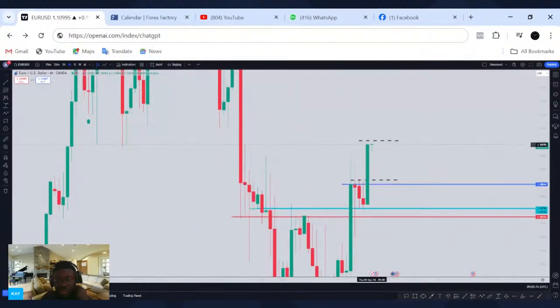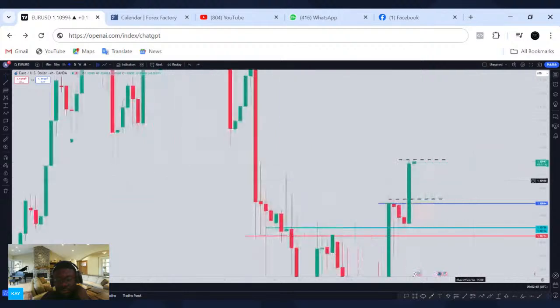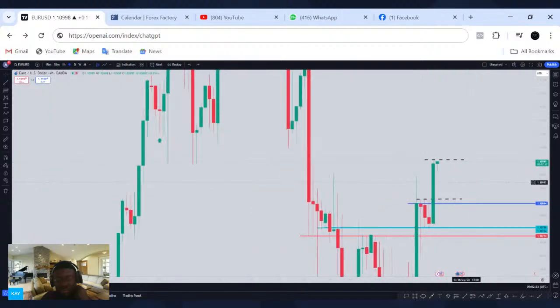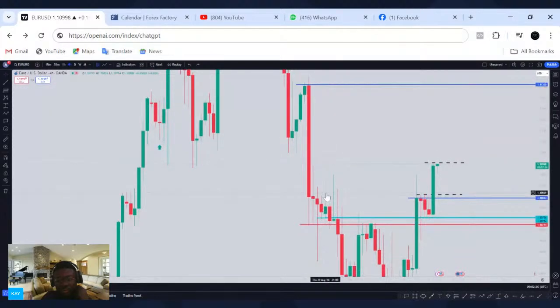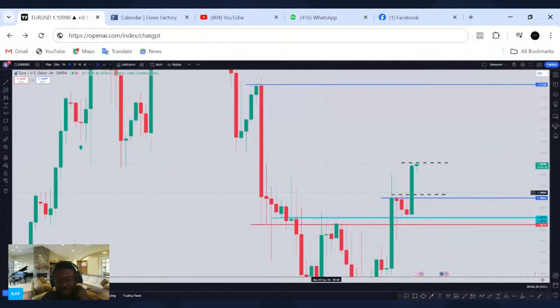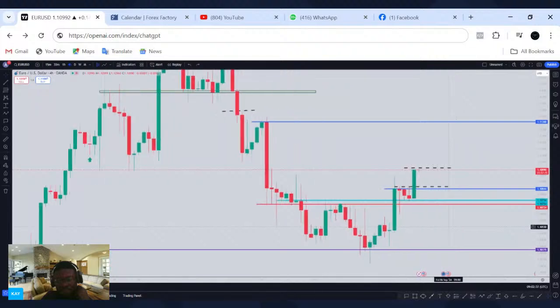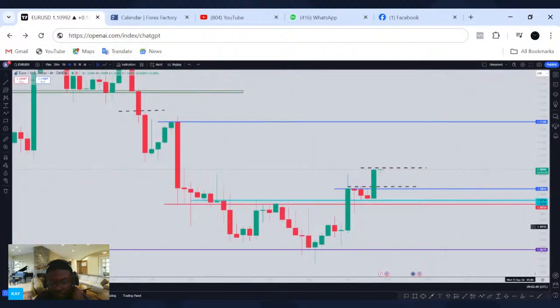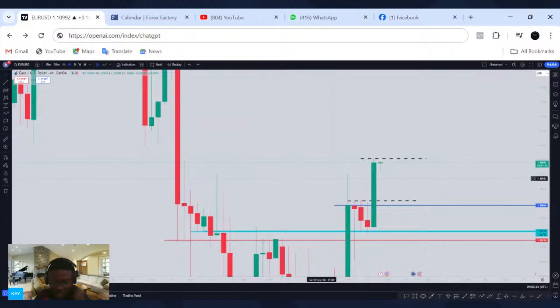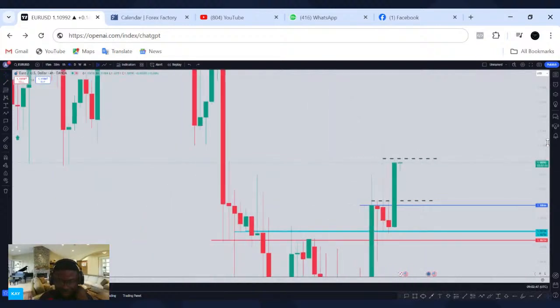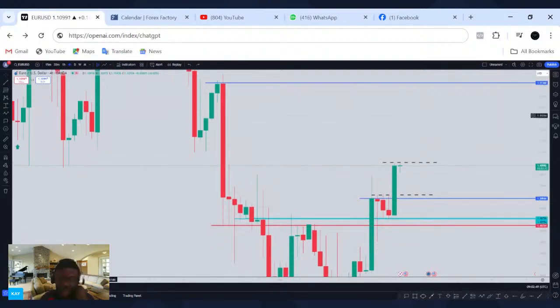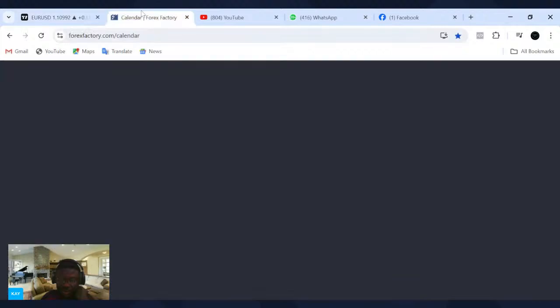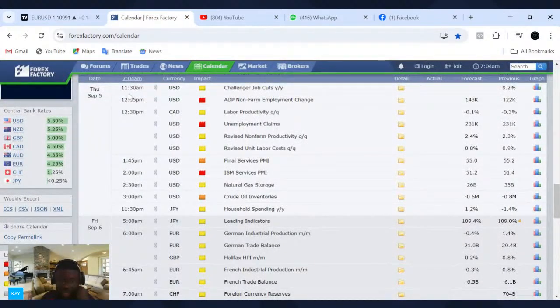The H4 candle is flipping. As I've said, these are the things that you are going to wait for. But you have to take note, we have ADP at 12:15 and 12:30. So you have to be very cautious.